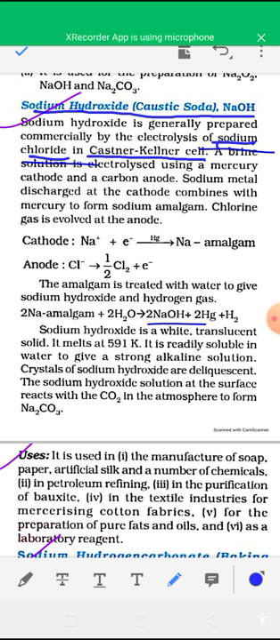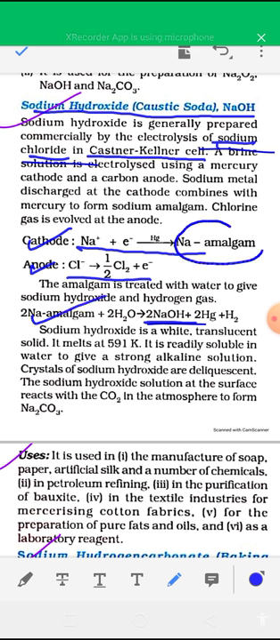When electrolysis of sodium chloride is carried out, you will finally get solid sodium hydroxide. The cathode reaction will be Na+ plus one electron to Na, sodium, and at the anode you will get chlorine gas. The amalgam is treated with water to give sodium hydroxide and hydrogen gas. So finally, at the cathode you will get sodium amalgam, and this sodium amalgam then reacts with water to give sodium hydroxide.